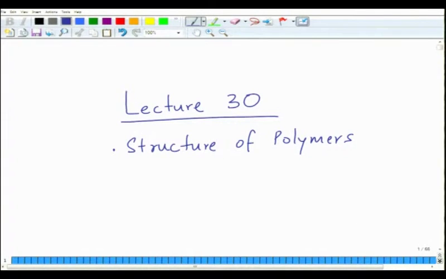So, we now begin with lecture 30, in which we will continue talking about the structure of polymers. In the last lecture we talked about remaining glass related things. Mainly we looked at the fused silica and the composition of various classes, in which elements like sodium, potassium, calcium and boron are added typically to lower the glass transition temperature of the glasses.